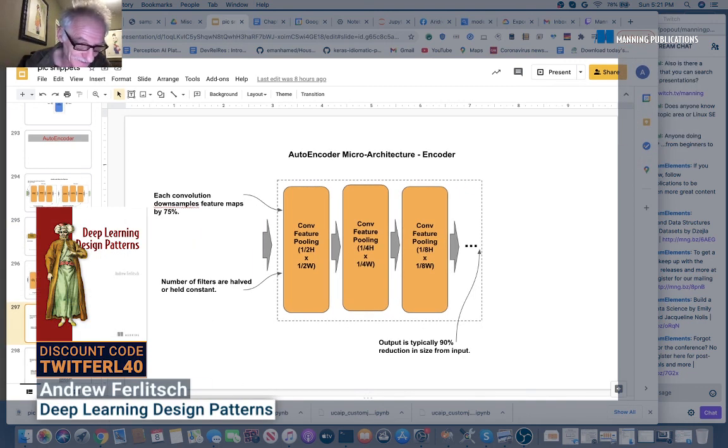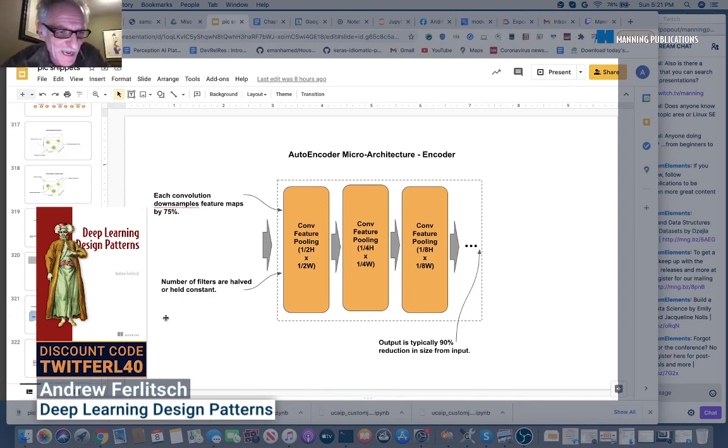Let's see if there's anything more, because I think I'm going to wrap up a little early. If I went any further, I'd start getting into other parts of the book. The point of this section was just to give you an introduction to the design pattern, the first design pattern I show in the book. I show many more after this.